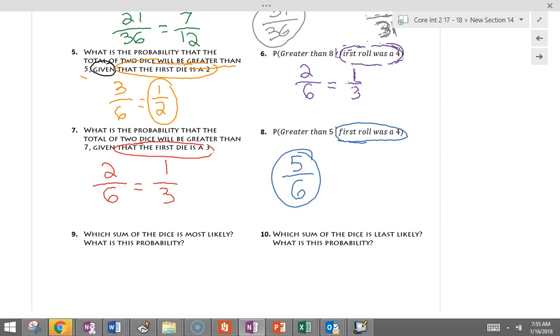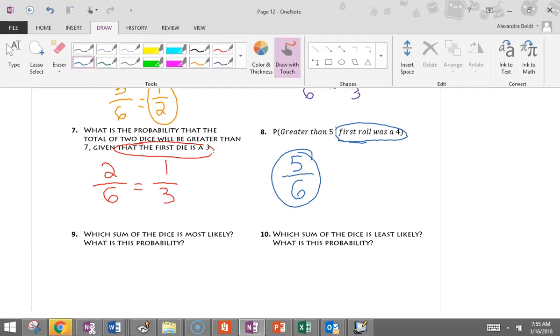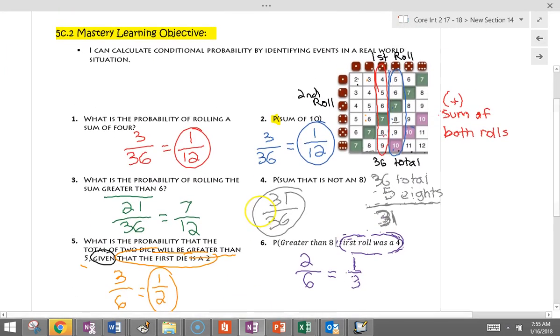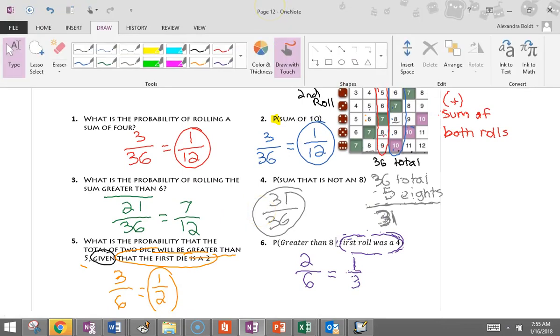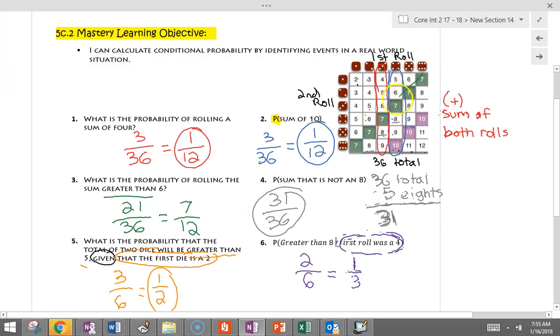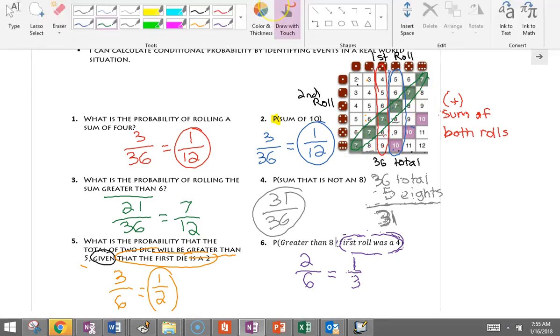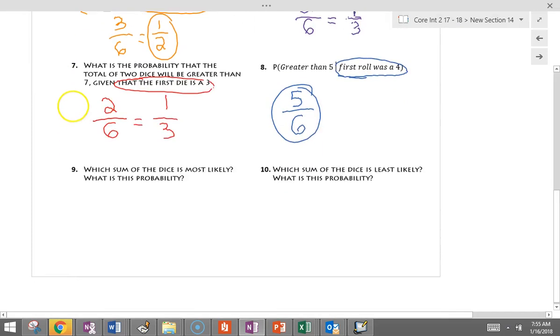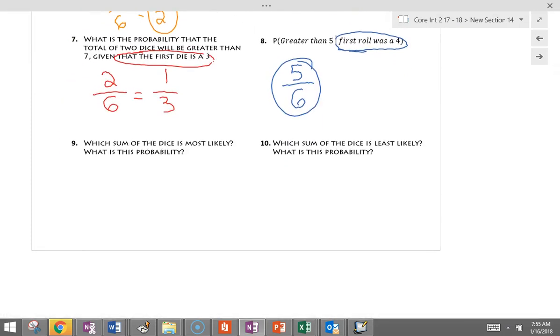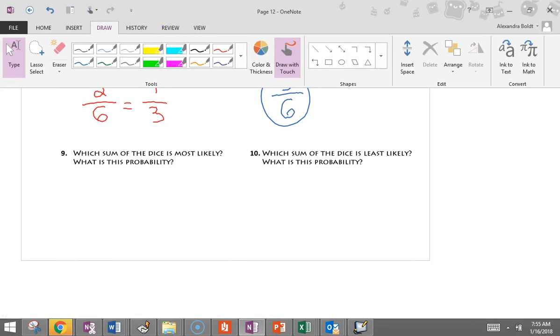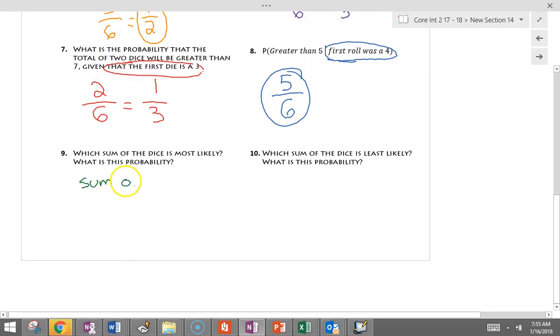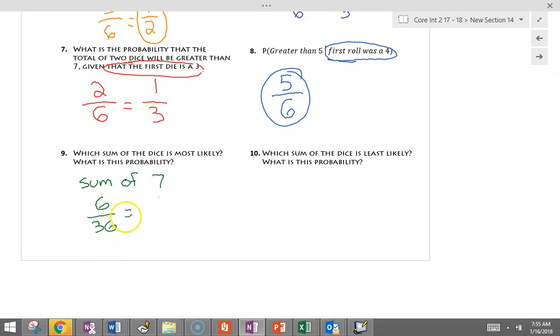Right, number 9. Which sum of the dice is most likely? Well, let's look at our table. What happens the most? This line down the middle is what's happening the most. Right? That's the longest line of numbers. 7. 1, 2, 3, 4, 5, and I have 6 of them. So which one of the sums is most likely? A sum of 7. There's 6 7s out of 36 numbers, or 1 out of 6. That's the probability.